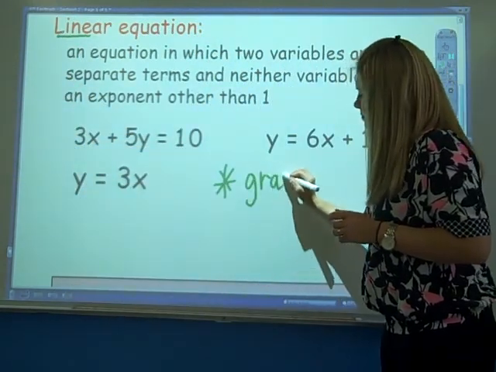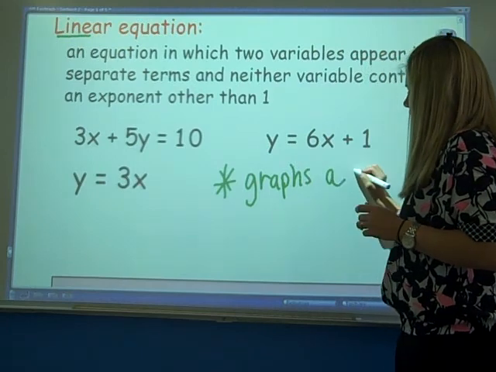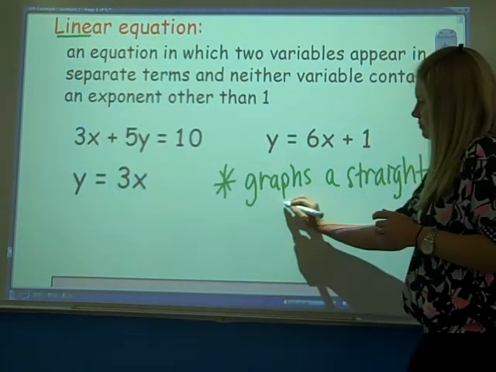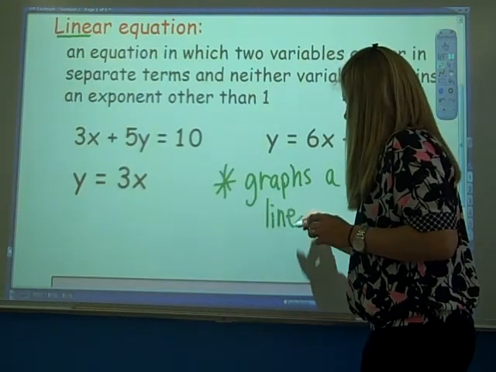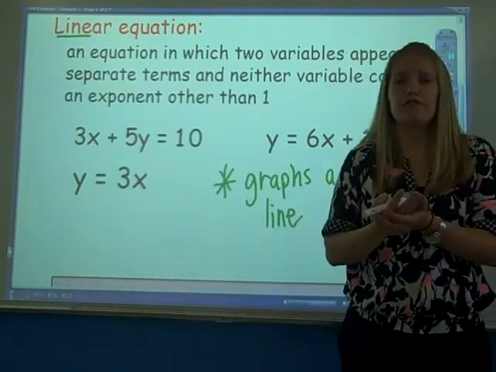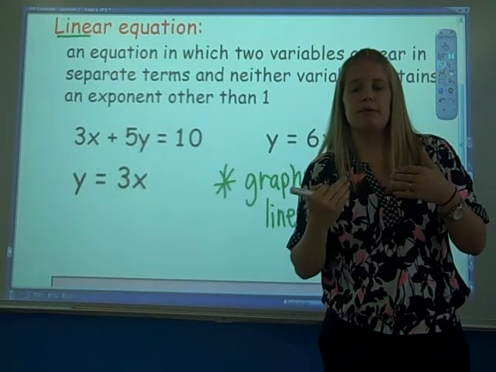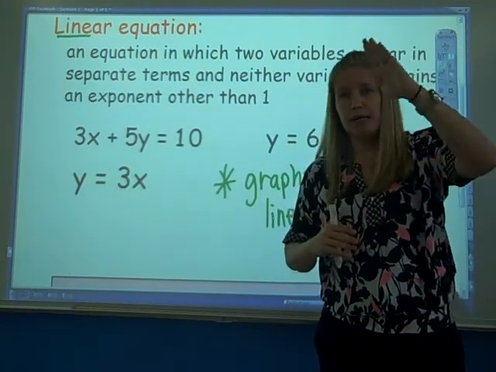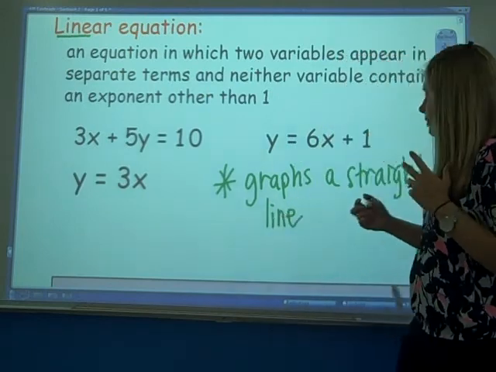Graphs a straight line. So if you are to graph these, when you go to graph these, you should see that the lines connect to make a straight line. That you could use a ruler. It could be horizontal, it could be vertical, it could be on a diagonal, but it makes a straight line.